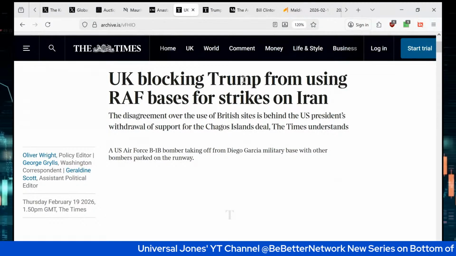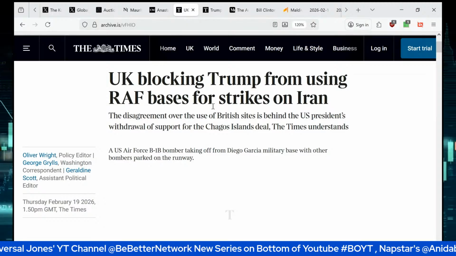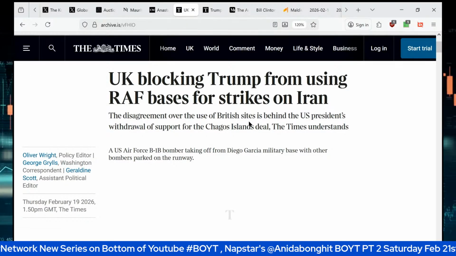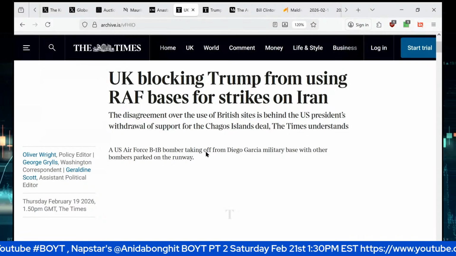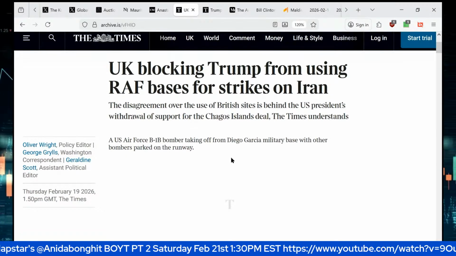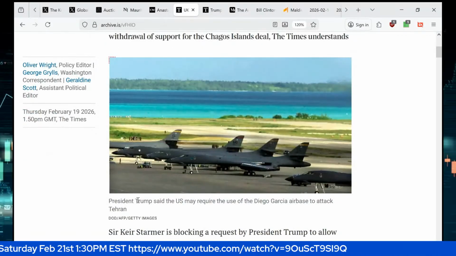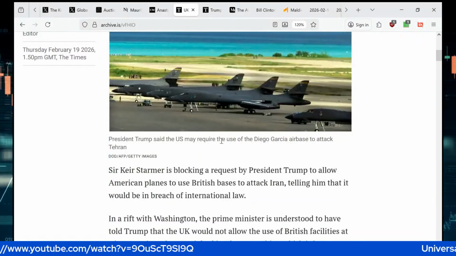UK is blocking Trump from using RAF bases, so the Royal Air Force bases, for strikes on Iran. The disagreement over the use of British sites is behind the U.S. president's withdrawal of support for the Chagos Islands deal. So that includes Diego Garcia right here. Okay, all these nice little planes on Diego Garcia.